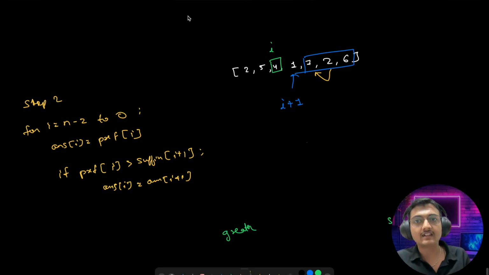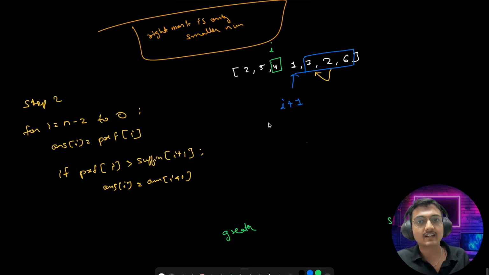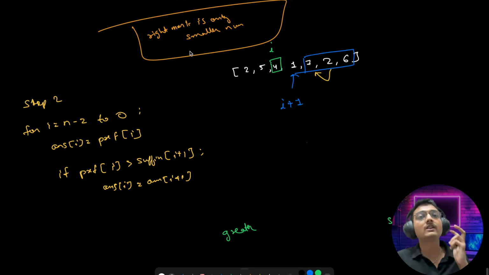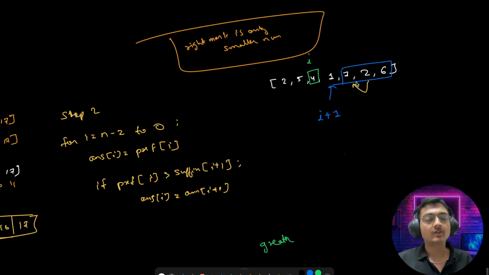Which case is clear? If the rightmost is the only smaller number, only one smaller number is present on the right side, just right. So this was 17, 12, and 16. Now let's say there are more than one numbers which are smaller. In that case, what will we be doing? Let's talk about the second case.